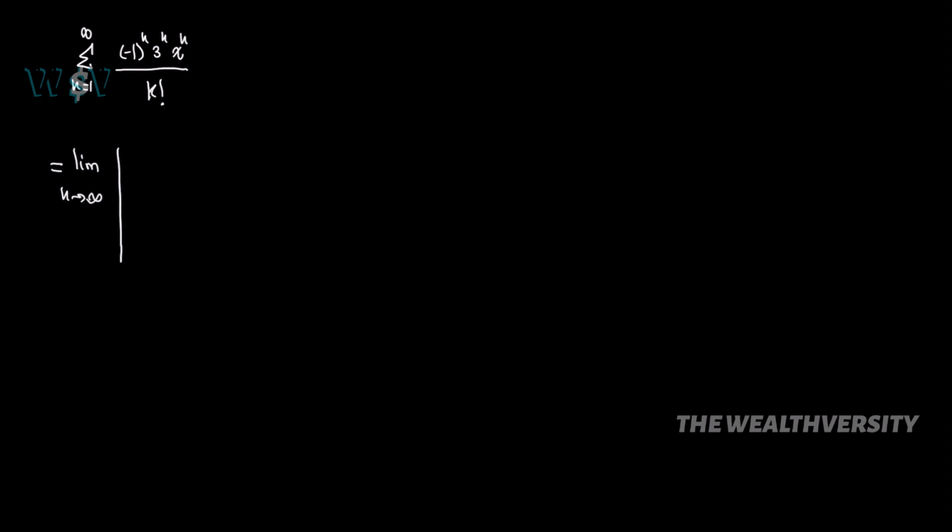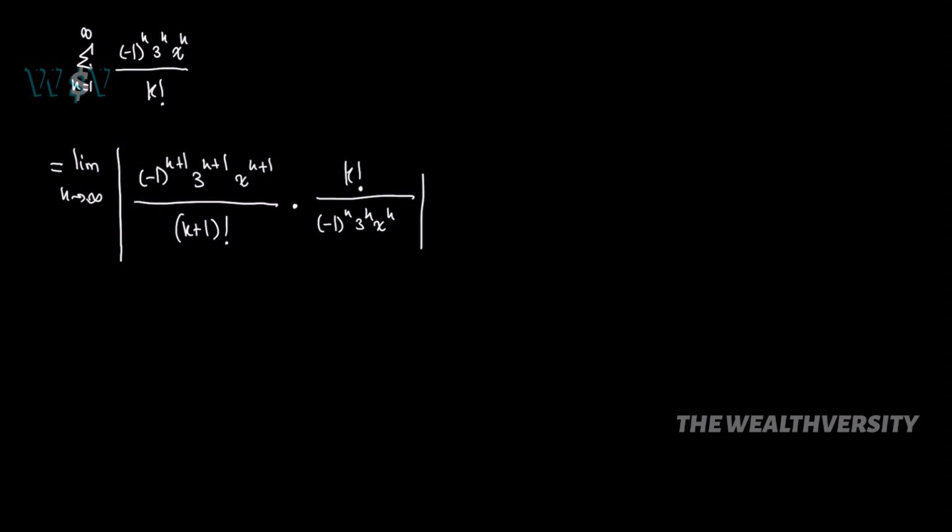So limit as k approaches infinity, then absolute value brackets. Then we will sub k plus 1 for every k value in the first expression, then multiply it by the reciprocal of the original series. Now we will break up the expression into smaller parts in order to be able to simplify it.